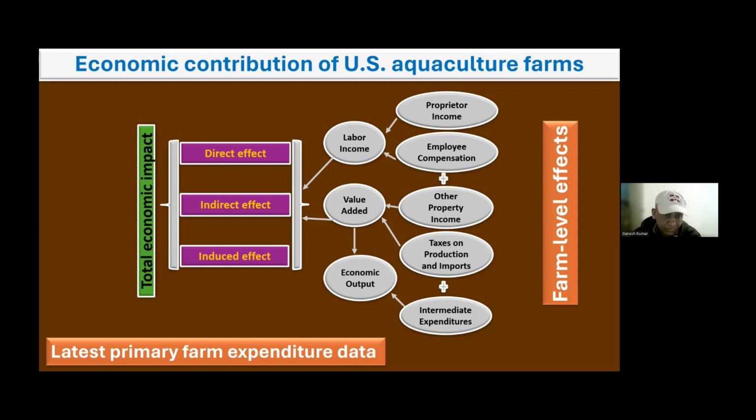So we used very latest primary farm data, expenditure patterns from multiple species and sectors. We were very proud of that, because it's not an easy job. It really takes a lot of laborious activities as well as trust of the farms to disclose all these numbers. So we were very fortunate, and it's not a single grant that supported, it's multiple grants that supported this previous work of collecting the expenditure patterns from US aquaculture farms.